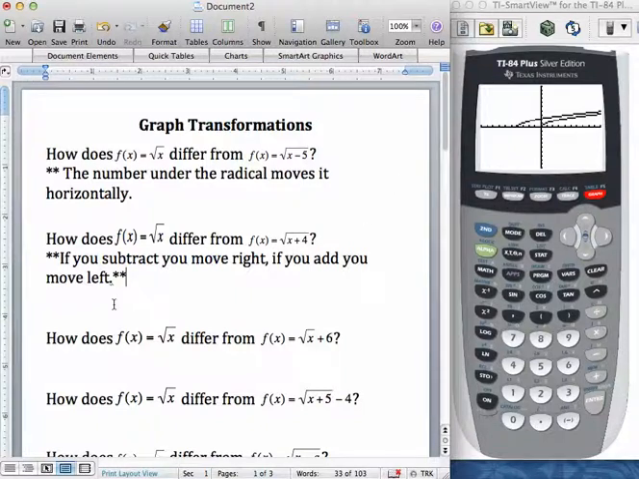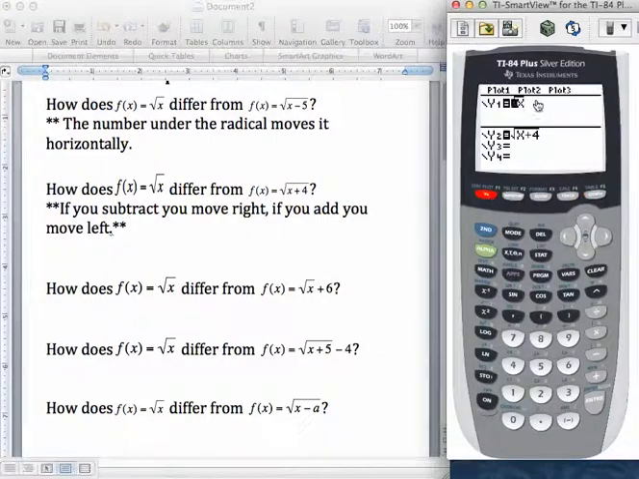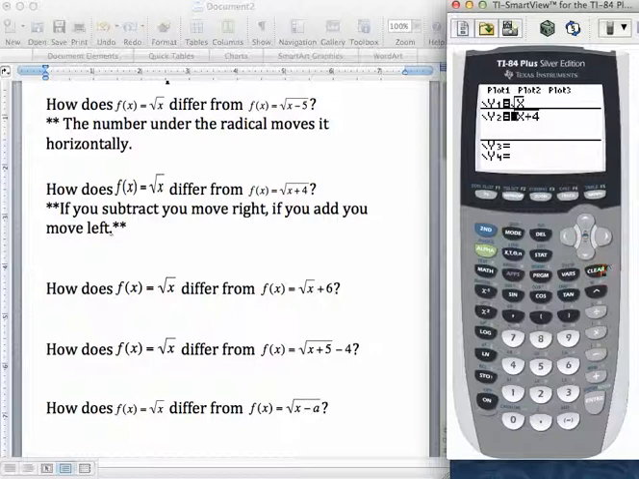Okay? So let's look at this next one. How does f of x equals the square root of x differ from the square root of x plus 6? So the difference between the second one and the third one is the number is outside, or is not underneath the square root sign. So we go to y equals. We still have square root of x. But for this one, we're going to do the square root of x, and then I do plus 6.